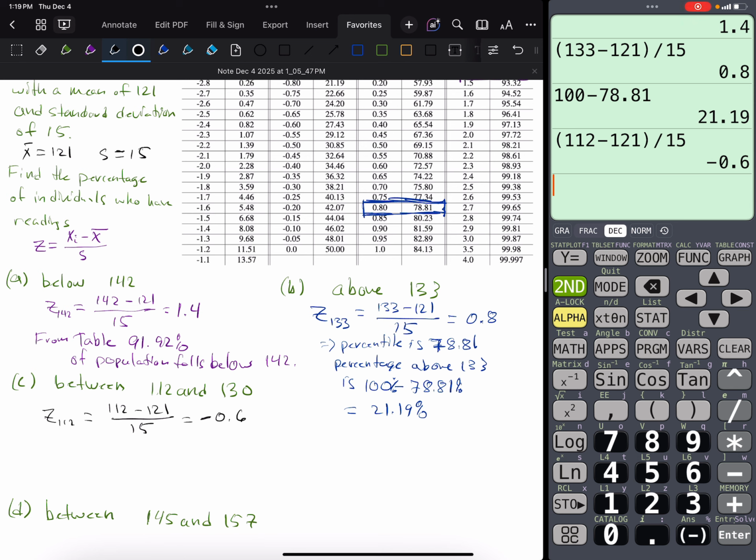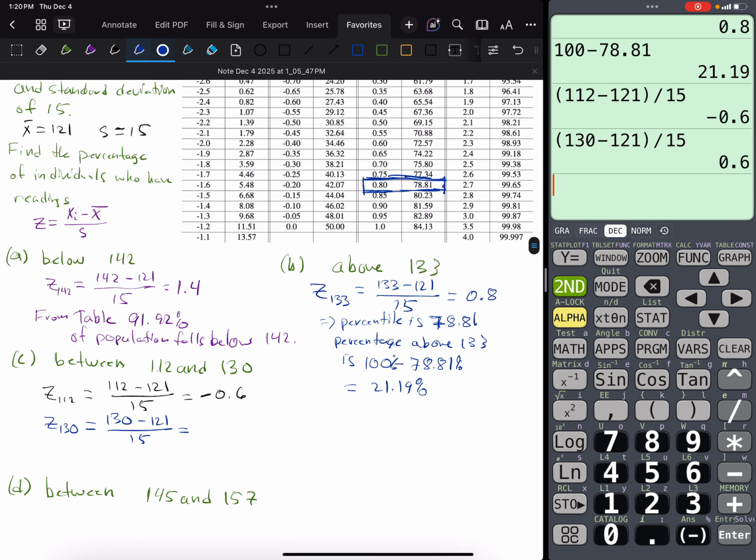And then I'm going to find my z-score for 130. And my z-score for 130 will be 130 minus 121 divided by 15. All right, so now I've got 130 minus 121 divided by 15. And that'll give me a positive 0.6.